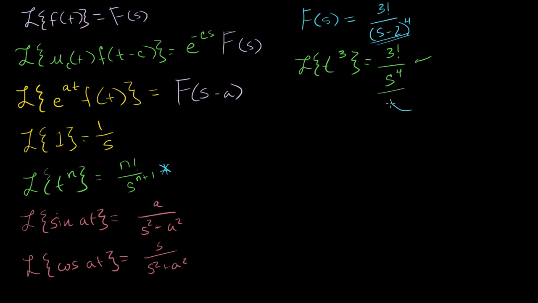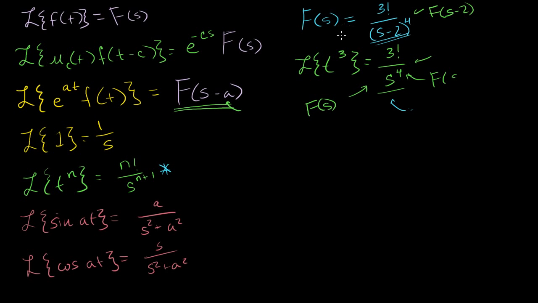Well, we've shifted our s, right? If we call this expression right here f of s, then this expression right here is f of s minus 2. That expression is f of s minus 2. So what are we dealing with here? You see here you have a shifted f of s, right? So in this case, a would be equal to 2.